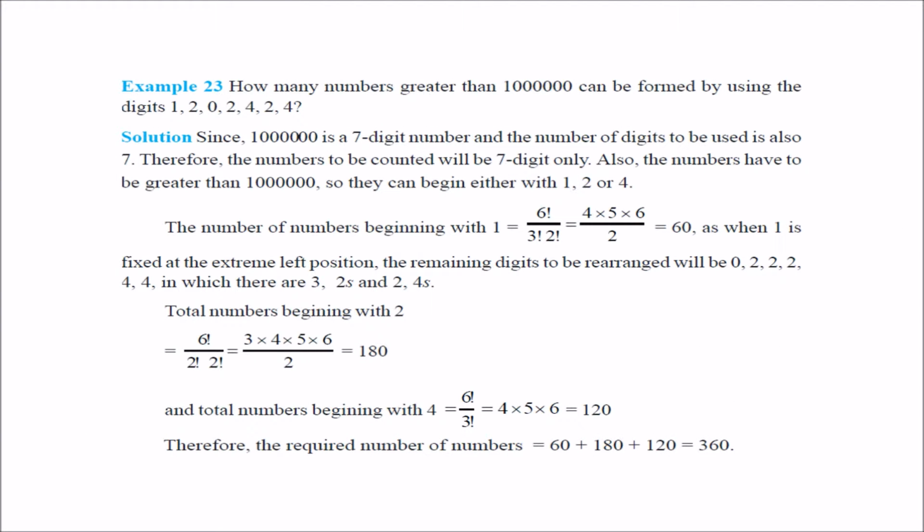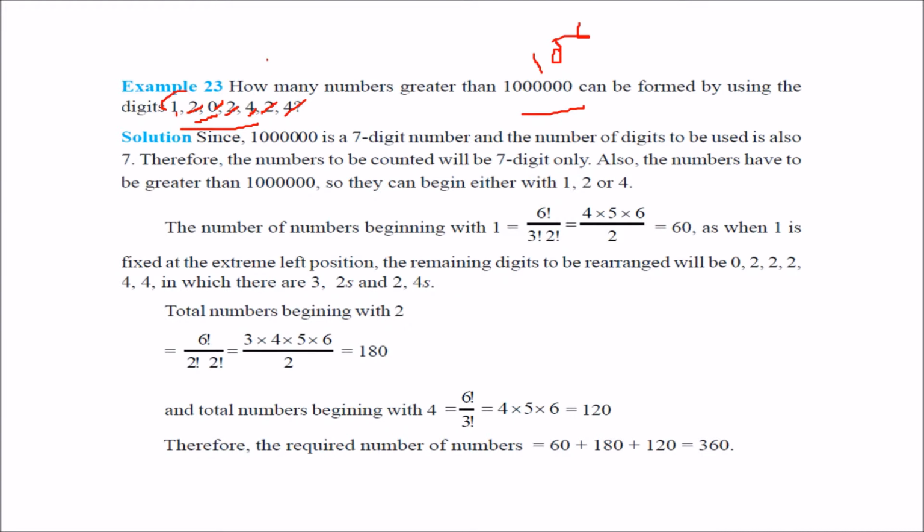How many numbers greater than this much? This is actually 10 to the power 6. So how many numbers greater than 10 to the power 6 can be found by using these digits? In all there are 7 digits: 1, 2, 3, 4, 5, 6, 7. But the thing is, in these 7 digits, the starting digit is also 0.